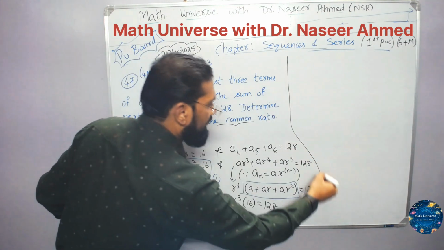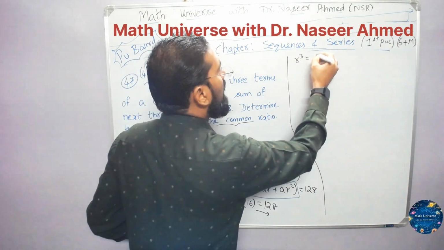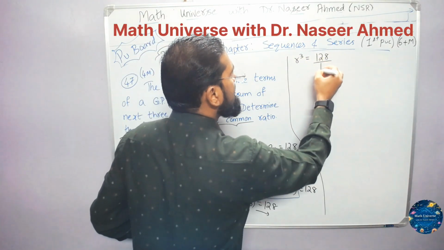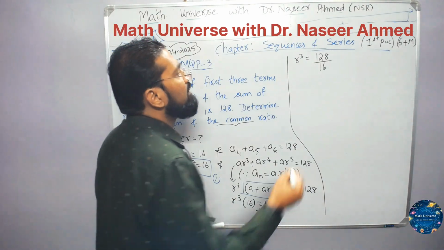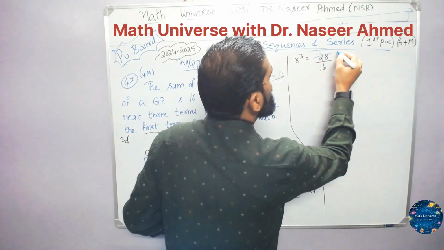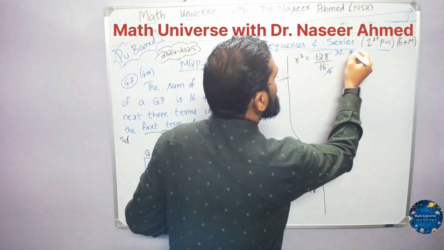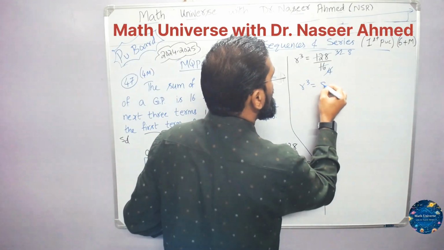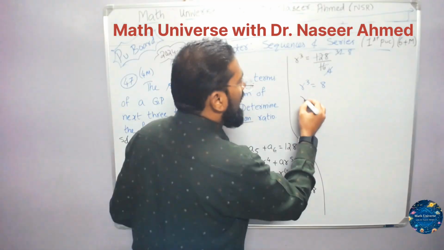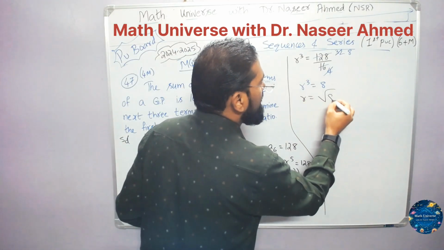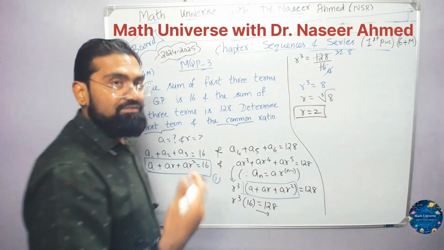Now let us simplify. Cross multiply this. R cube is equal to 128 divided by 16. Let us simplify by the 2 table. 4 threes are 12, 4 twos are 8, 4 fours are 16, 4 eights are 32. So R cube is equal to 8, or we can say R will be the cube root of 8. What is the cube root of 8? 2, because if you multiply 2 three times, I will get 8.